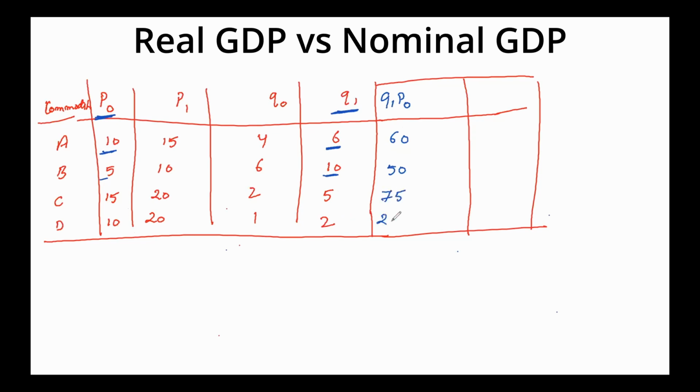Now likewise, अब the sum of this, इसका पूरा total कर लेंगे. So this total is 205. So this is national income at fixed price.